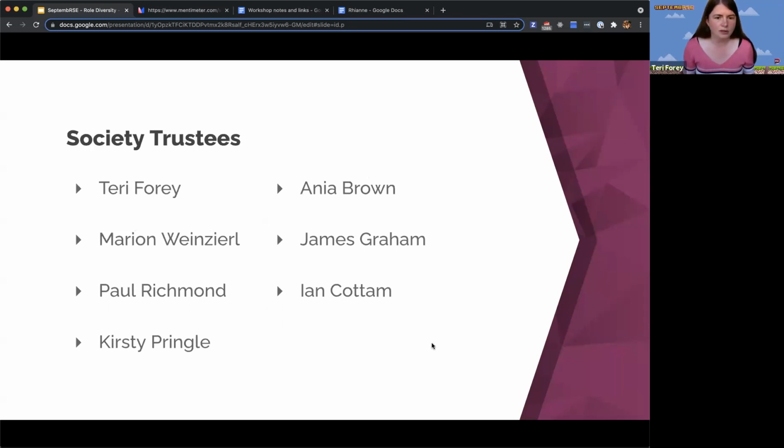I wanted to make sure that we all introduced ourselves first. So I will start. Hello, my name is Terry Forey. I am a trustee of the society. I have two jobs. In my full-time job, I am not an RSE. I am a software engineer with Wellcome Trust, and although the products and things that we are building are going to be used by researchers and they will be used for research, I currently feel that I am distanced to the point from the actual research itself that I can't call myself an RSE anymore.